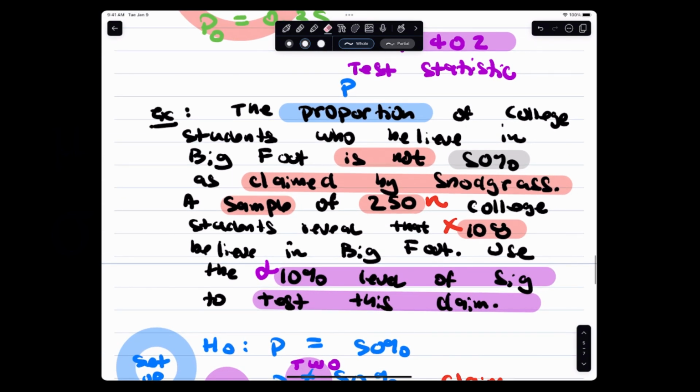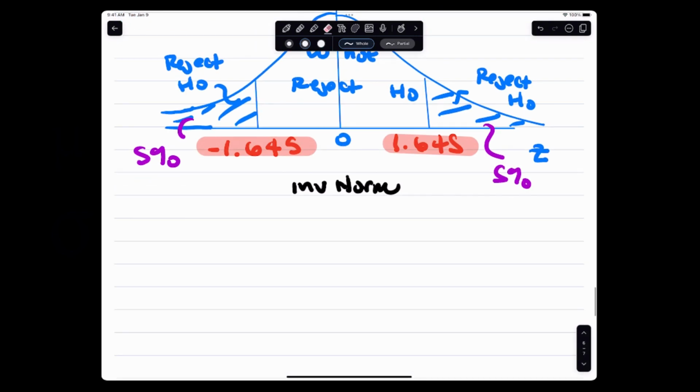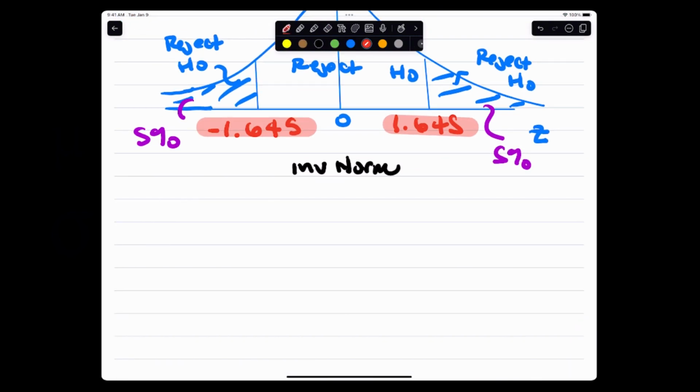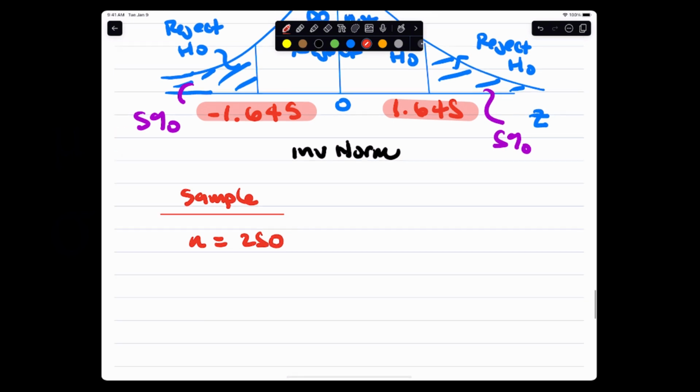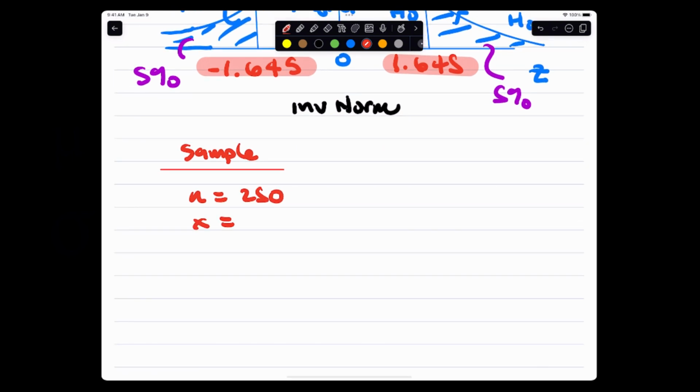What's your sample size? 250. What's the successes? 108. Okay, let's write that down. N is 250. What is X? 108. What is P naught?